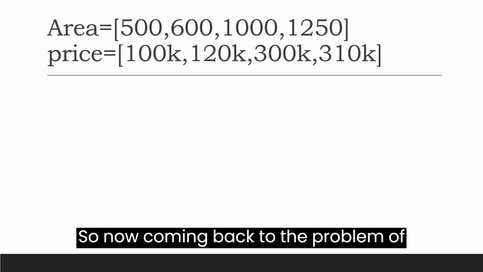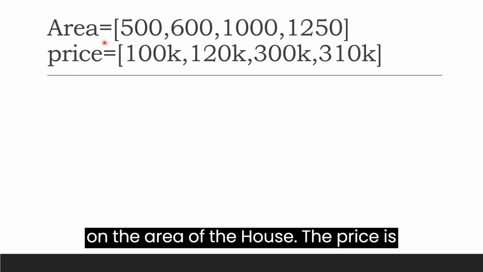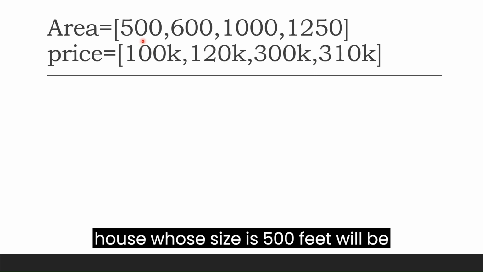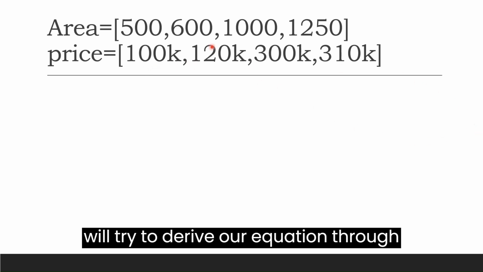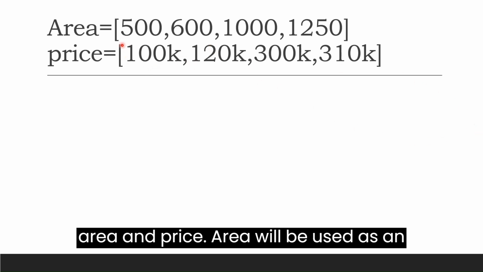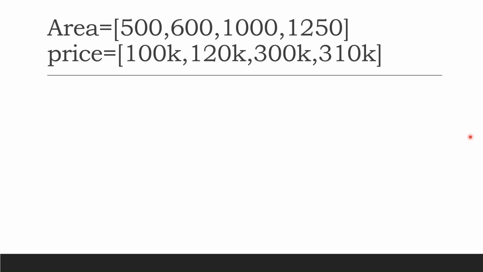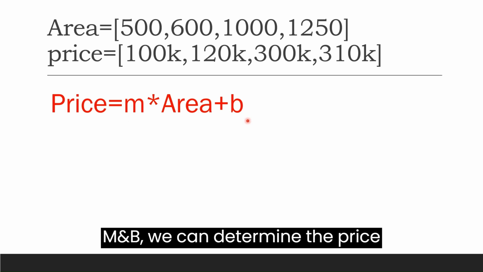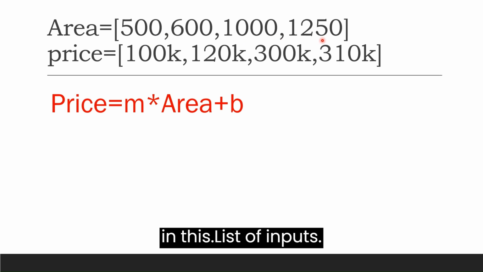Now coming back to the problem of house price prediction, we have been given area and price. Based on the area of the house, the price is listed here. Like the price of a house whose size is 500 feet will be around $100,000. So we will try to derive an equation through area and price. Area will be used as an input and price will be used as the predicted value of that equation. Price is equal to m into area plus b. By determining the values of m and b, we can determine the price of a house whose area is not listed in this list of inputs.